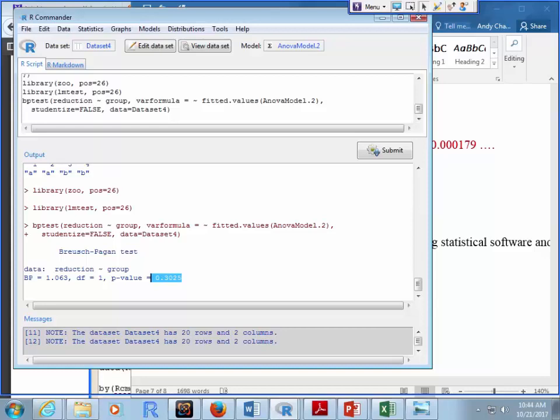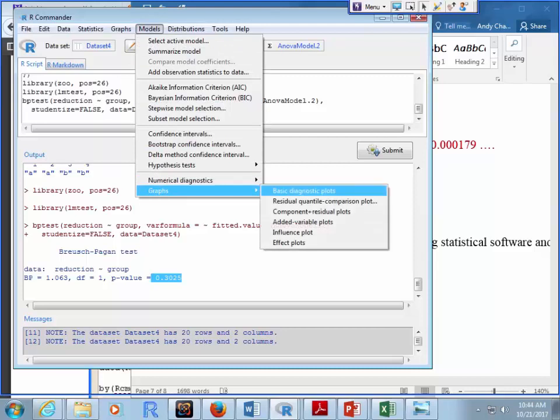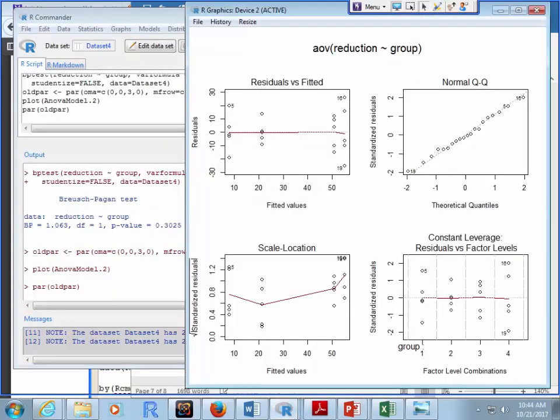There is a p-value for the Brown-Forsythe test. 0.3, that's higher than 0.05, so equal variance is good. Then click model graphs. You can look at the basic diagnostic graph, okay? So you see that's a normality test, QQ plot. So that's good enough. I think I showed that in my video too.